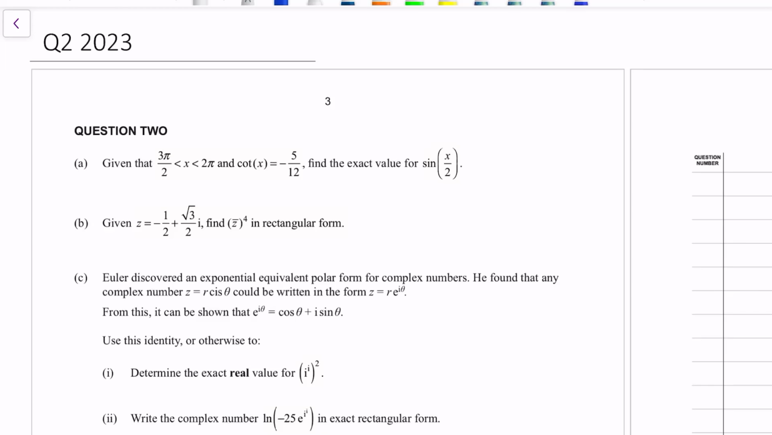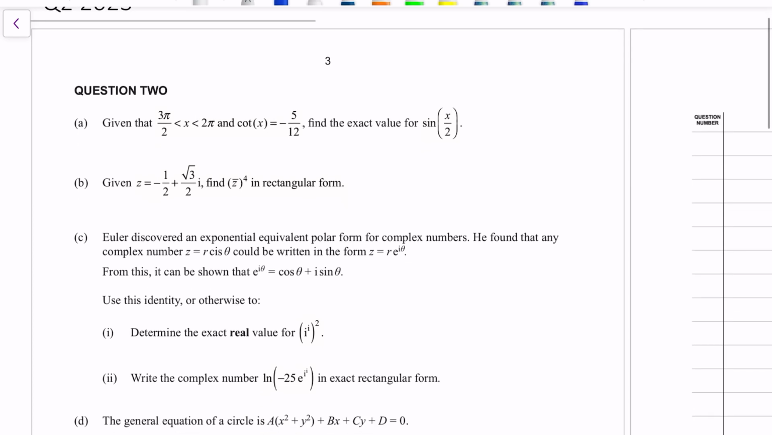Kia ora and welcome to this video on question 2 of the Schol Calc Exam from 2023. This question is mainly set in the area of complex numbers. Part A is a trig problem. Part B, you can solve using trig, or you can just power the thing by 4. Part C is an interesting one.